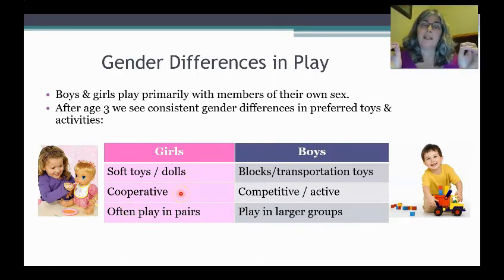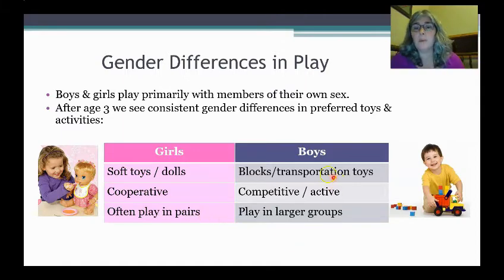Cooperative play means that they are working together to meet the same goal in whatever their play might be, that perhaps they're both working on feeding and taking care of their baby dolls. Or they're both playing with stuffed animals and creating a vet to take care of the cats. Okay? So they're working together, and they often play in pairs.